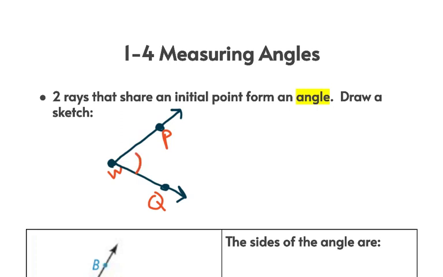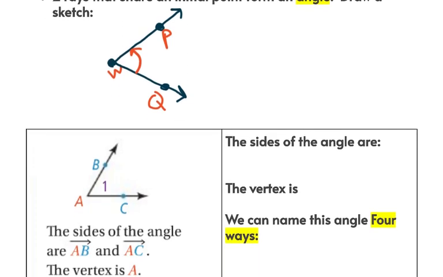And these two rays are called the sides of the angle. And angles are measured in degrees, and a degree is a very small unit of measure. Like there's 12 inches in a foot. To go around a circle, there's 360 degrees. It's a very tiny unit of measure. So it's as if you were to chop that up into 360 little pieces. So there's a sketch of our angle.